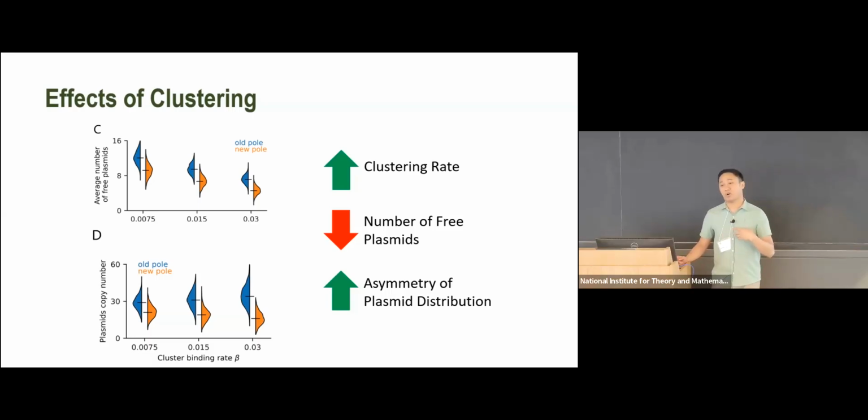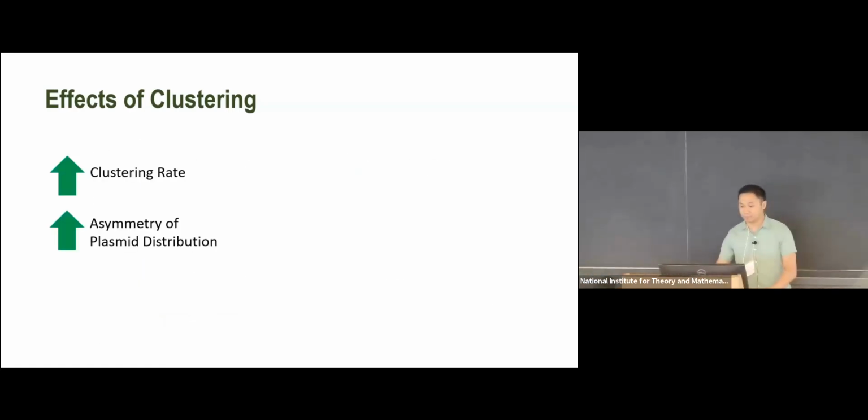Now remember, all plasmids are inherited in the old pole, and you have nothing to start with in the new pole. The number of plasmids in the new pole only increases once one free plasmid gets transferred there, and replication happens. All right. And furthermore, with the decrease in clustering rate, there's an increase in asymmetry.